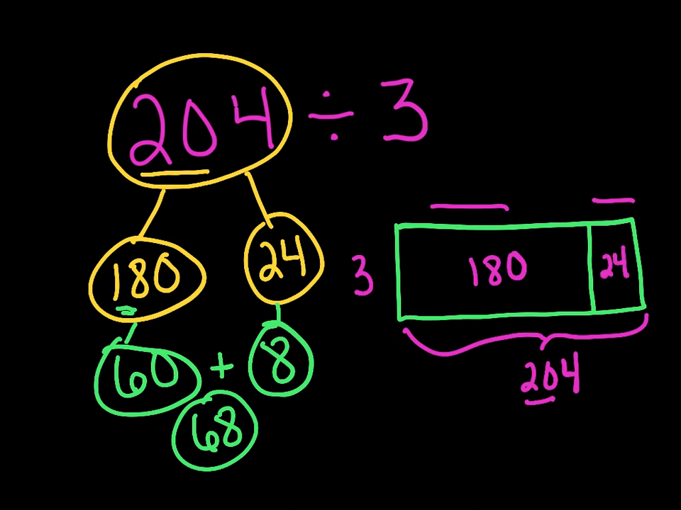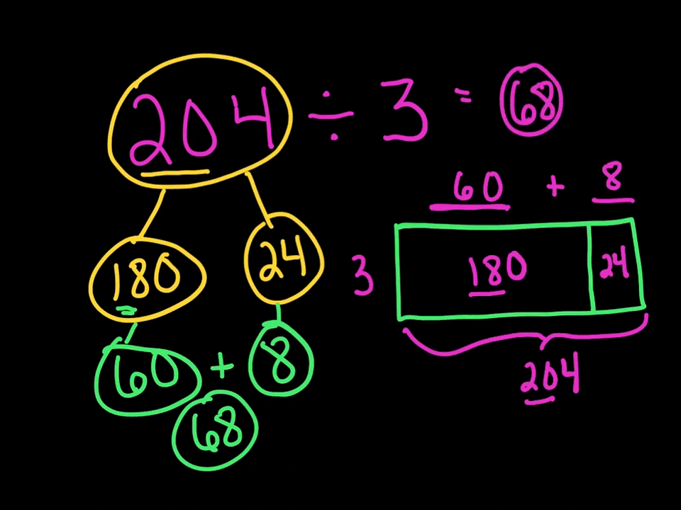So now we can divide. 3 times what gives us 180? Well, 3 goes into 18 6 times, you bring your 0. So 60 times 3 is 180. 3 times what gives us 24? Well, that's why we need to know our facts, it's 8. We add up these two numbers and we get 68.